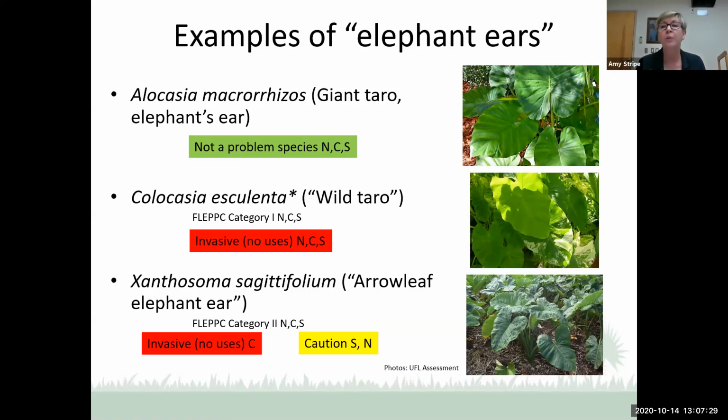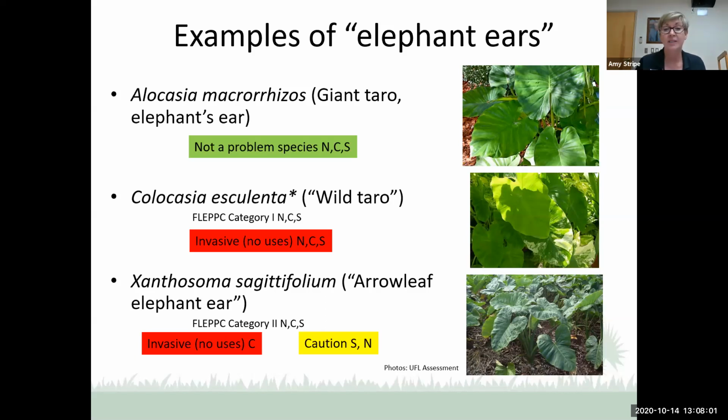And by the way, I'm going to go over these terms again in a minute, just to remind everybody what they are. Then there's Colocasia esculenta, which is known as wild taro. Now that is an invasive, no uses under any circumstances in North, Central, and South Florida. And our Florida Exotic Pest Plant Council does categorize that as a Category 1 invasive also throughout the state. And then the last one was Xanthosoma sagittifolium, which is arrowleaf elephant ear.